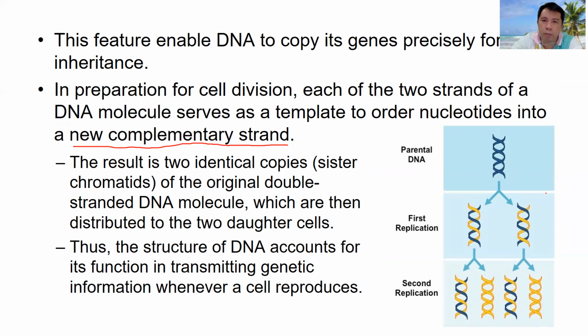In preparation for cell division, each of the two strands of a DNA molecule serves as a template. Just as we see, one strand serves as a template for the new complementary strand to form. So the blue one is the template from the parental DNA. Each of these strands later becomes the template for the daughter DNA that forms. Therefore, the double-stranded DNA that forms are identical.